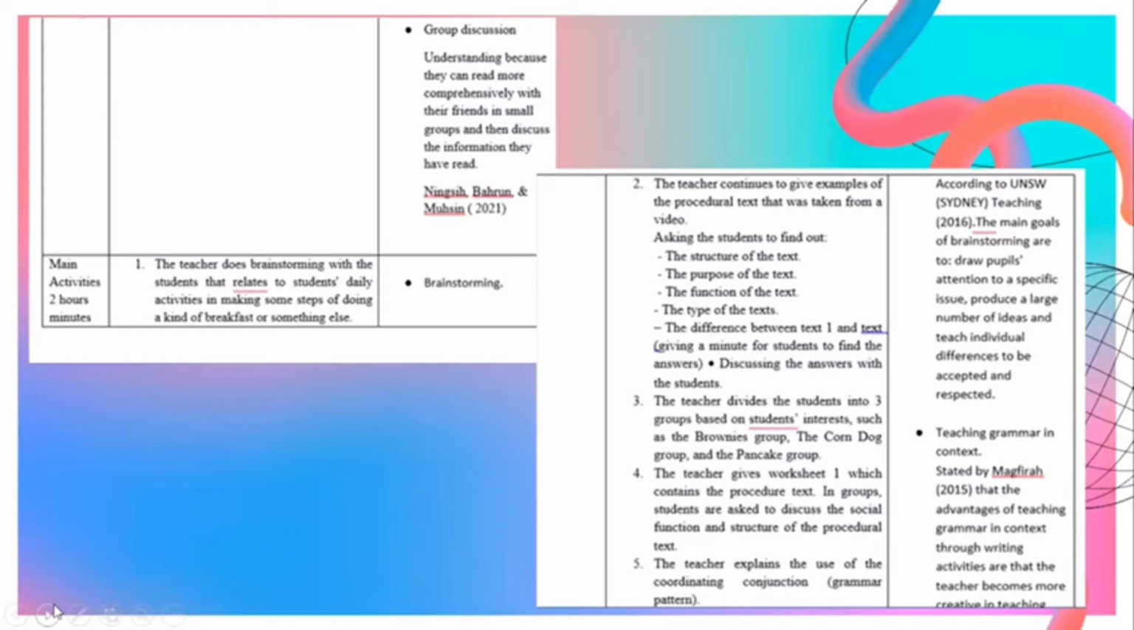The second material is about teaching grammar in context. Stated by Macfira, 2015, the advantages of teaching grammar in context through writing activities are that the teacher becomes more creative in teaching.